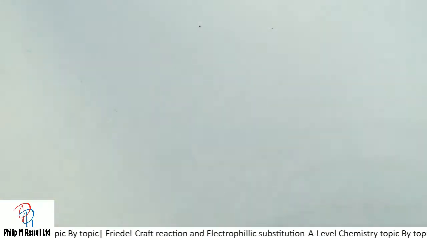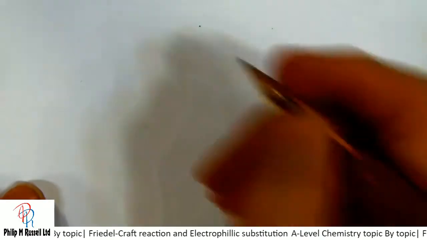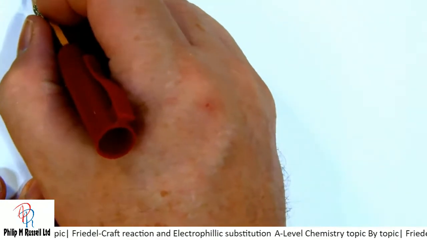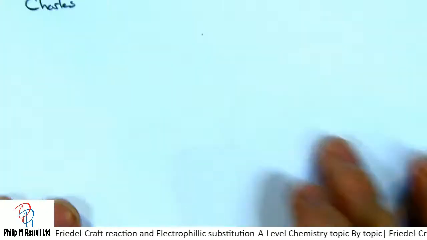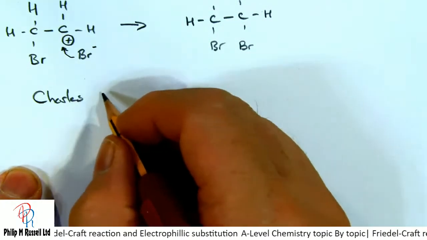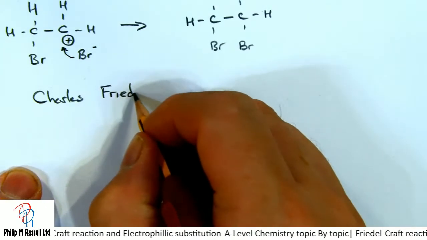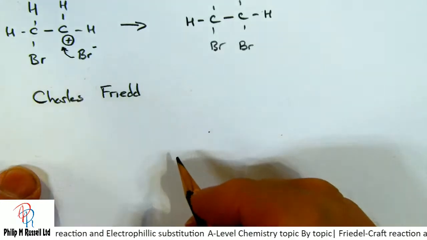So some pioneering work was done in Paris in the 19th century by 2 chemists, a guy called Charles Friedel and another gentleman, an American called James Crafts.